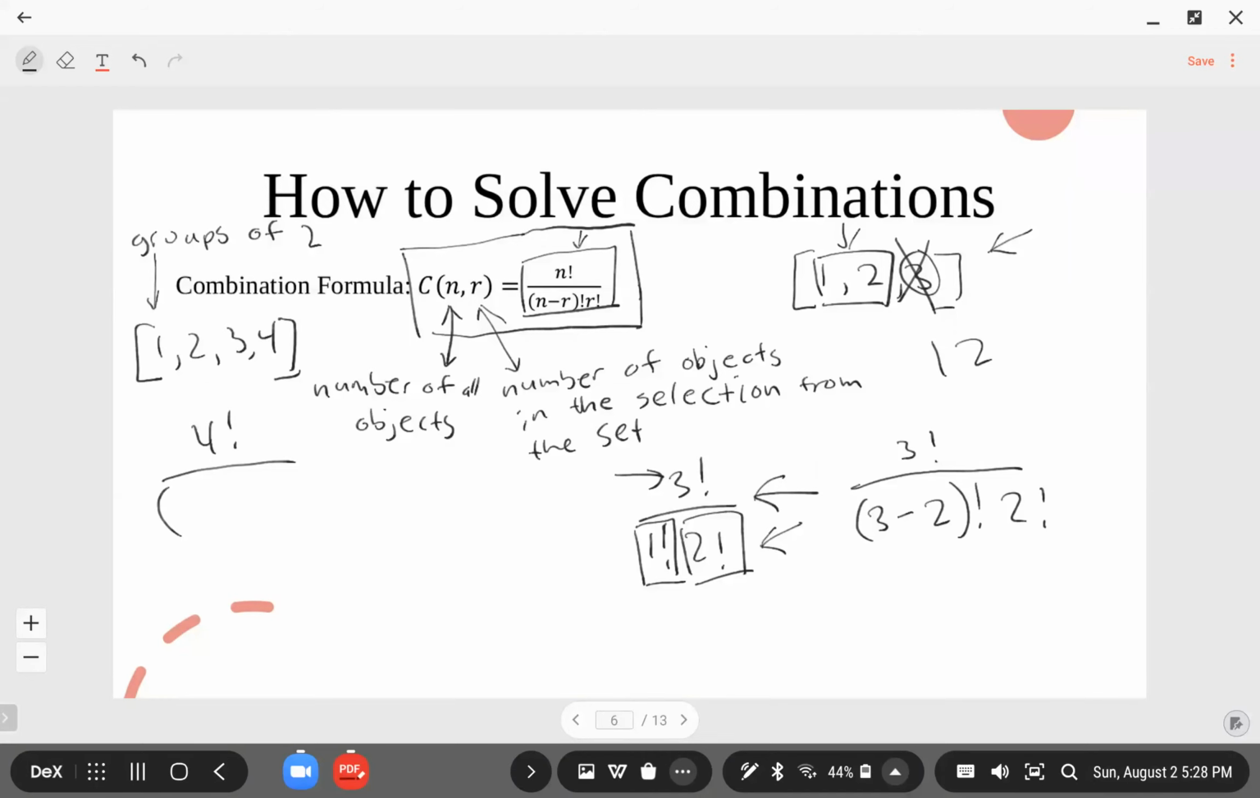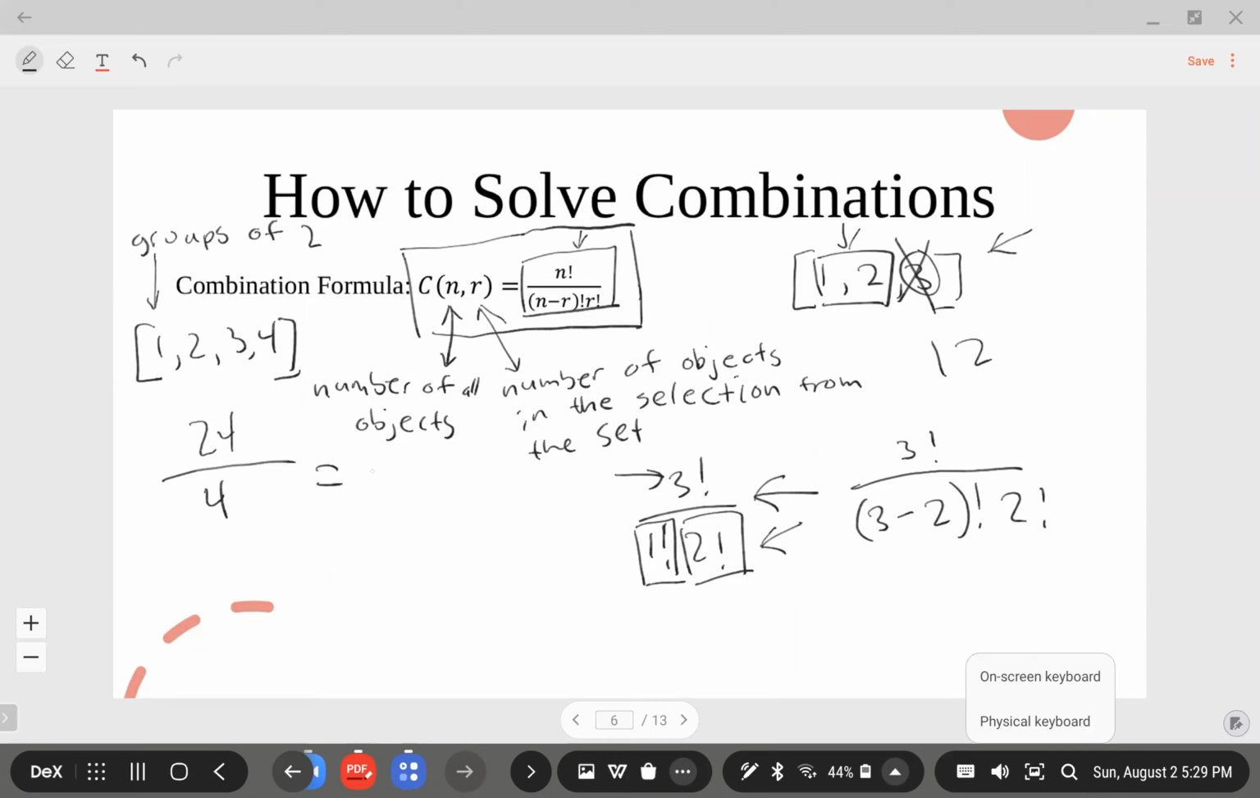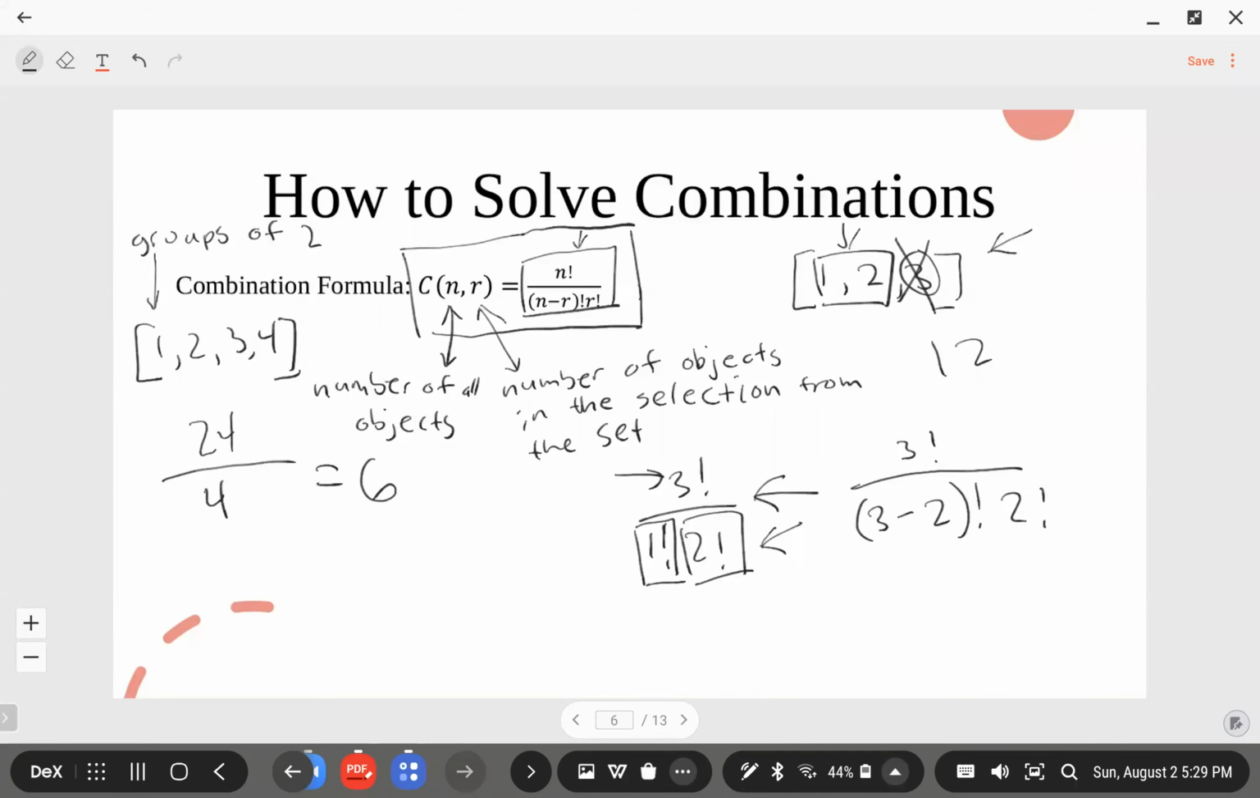And then we get this: 4 minus 2 factorial multiplied by another 2 factorial. And then this bottom simplifies to 2 factorial times 2 factorial, which is 4. And then the top simplifies to 4 factorial equals 24. And 24 divided by 4, and you know what that is? That is 6, right? So a lot of you got 6. So great job on that, okay? That seems like you understand.